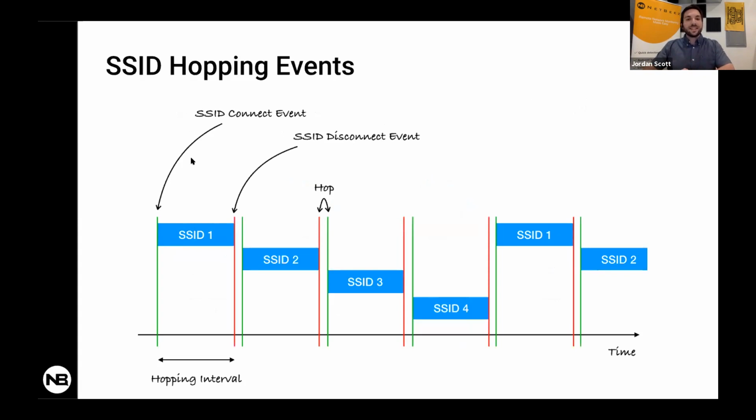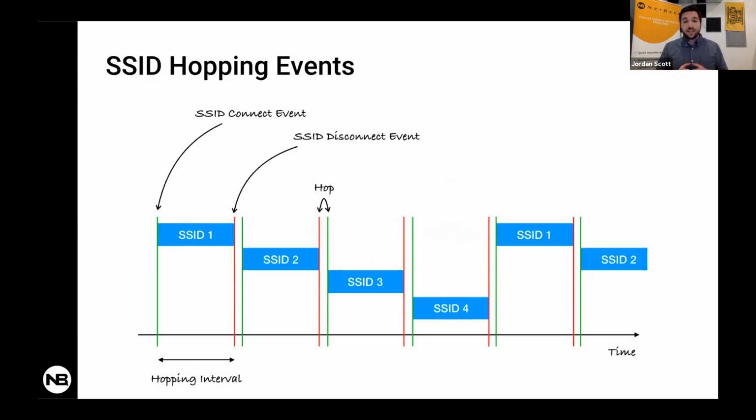So what is an SSID hopping event? When agents are configured for SSID hopping, they connect to the first SSID for a certain amount of time defined by you, called the hopping interval, and then disconnect and connect to the second SSID for the same amount of time, and so on. At the end of the cycle, it just keeps repeating itself until the user steps in and changes something.